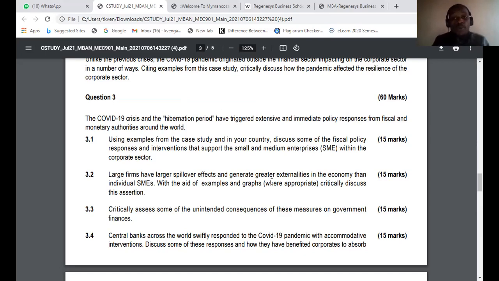Right. Then fiscal policy. Fiscal policy is made up of, I think, three things. Fiscal policy is government policy in terms of what they are going to spend. That's fiscal policy in short. But it's made up of two things.